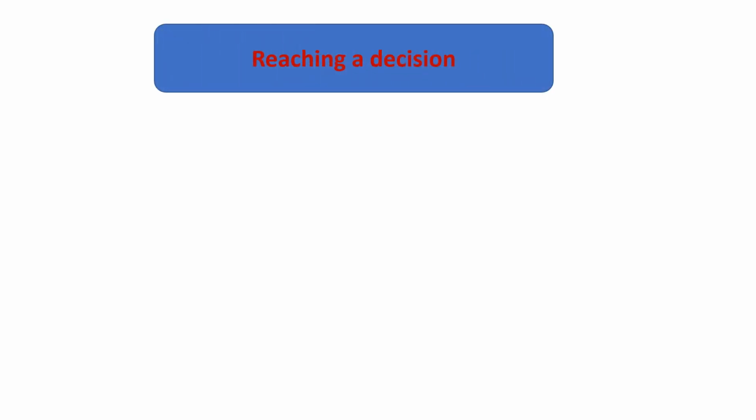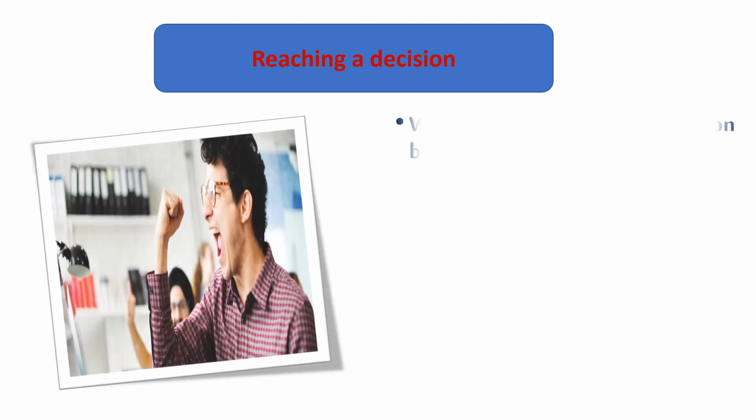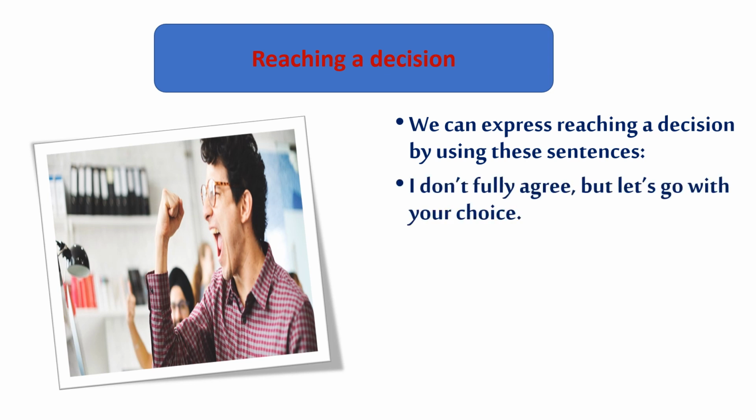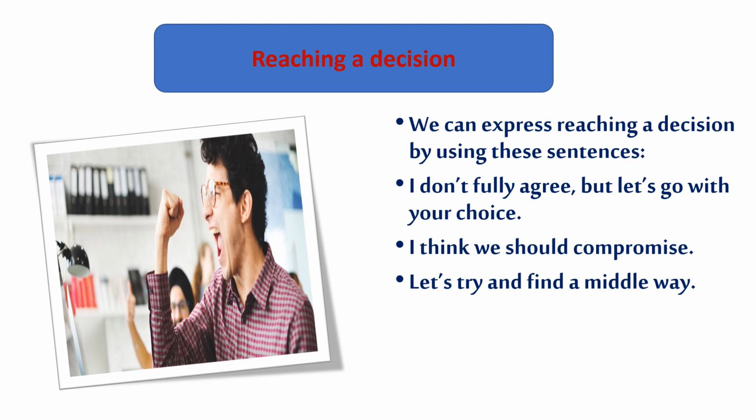Now let's come to how to express reaching a decision. We can express reaching a decision by using these phrases. I don't fully agree, but let's go with your choice. I think we should compromise. Let's try and find a middle way. I think we can find common ground.